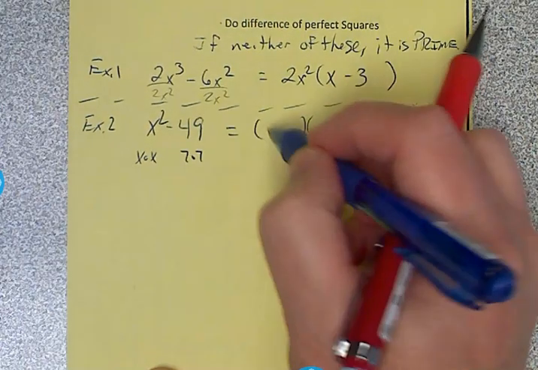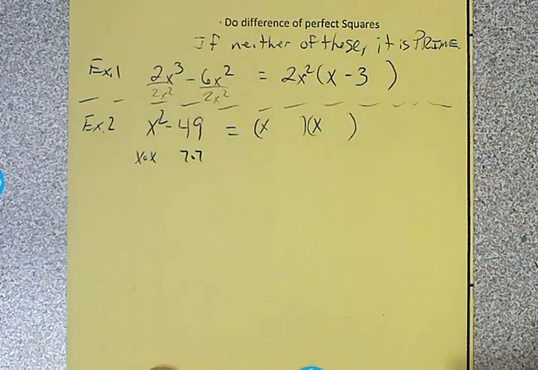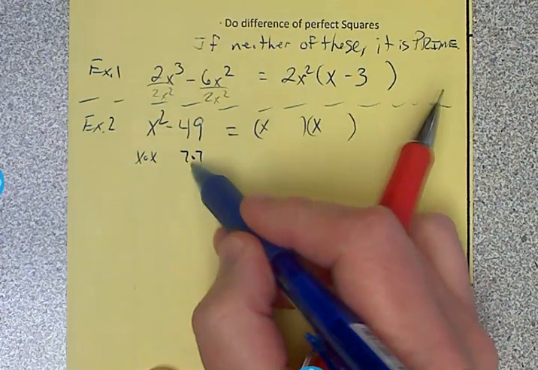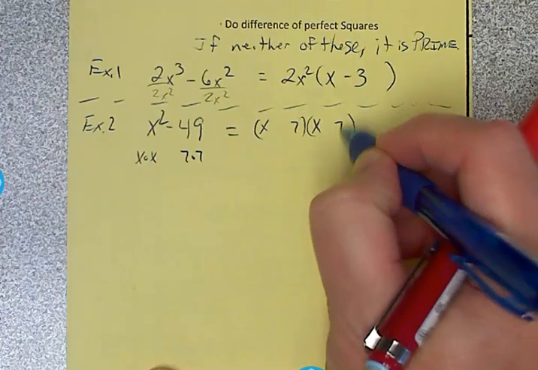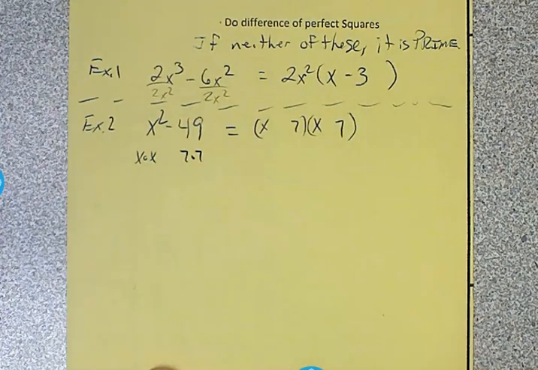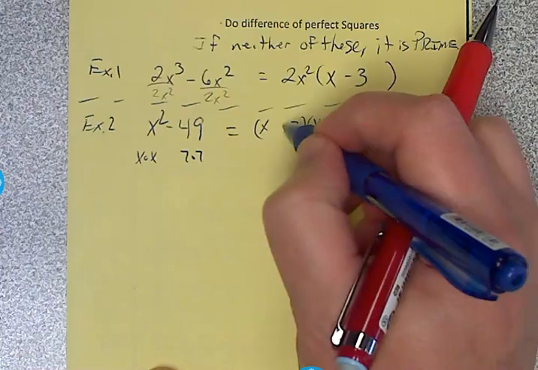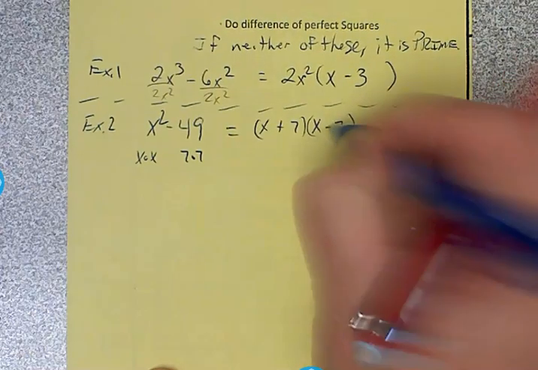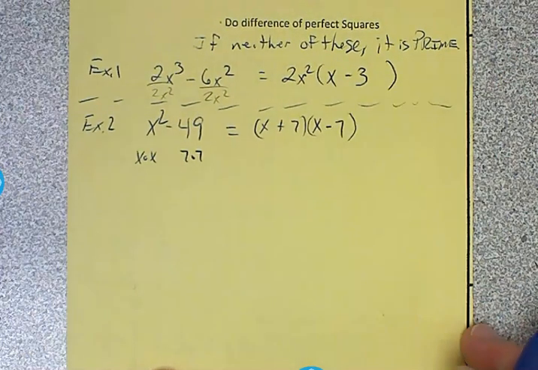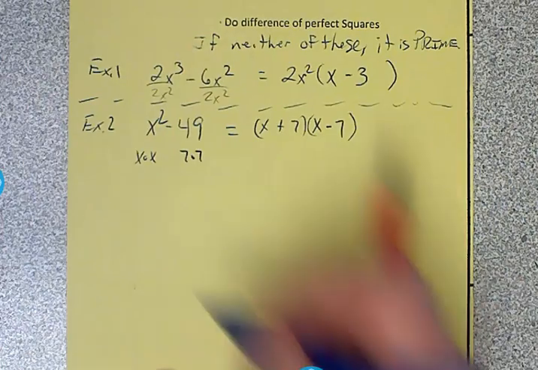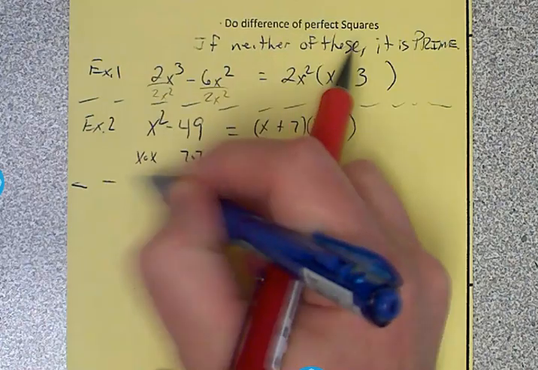Since x is first, you're going to put x first in both parentheses. Since the 49 is second, we're going to put the 7 second. And then the only way to get a negative 49 is that one of these is going to be positive and one of those is going to be negative. And somebody's always thinking, all right, what do we do after that? That's it. That's all you do. And everybody's like, it can't be that easy. Yeah, it'll be just that easy.